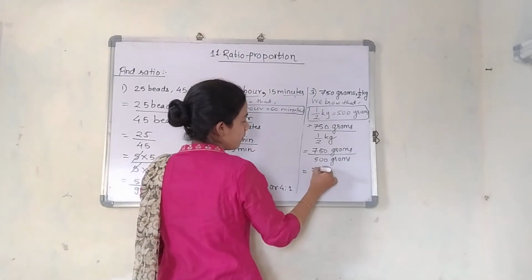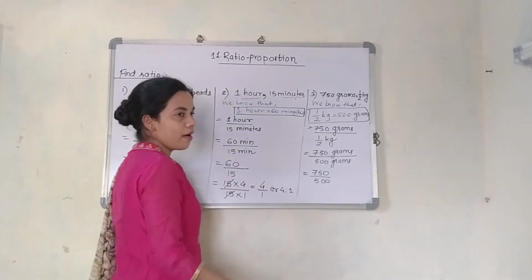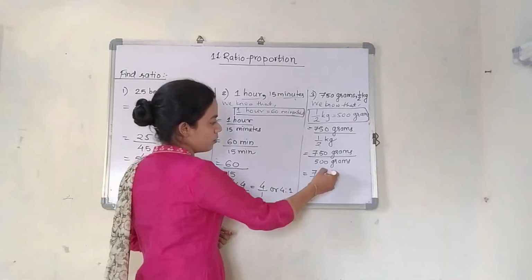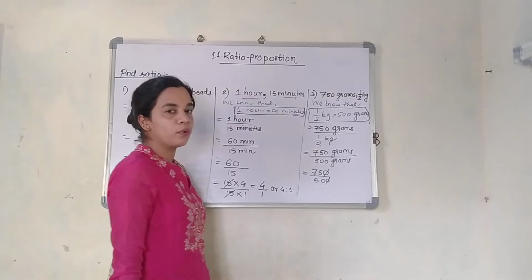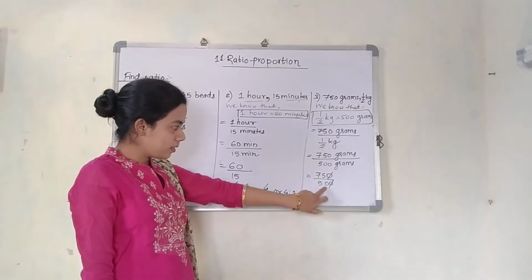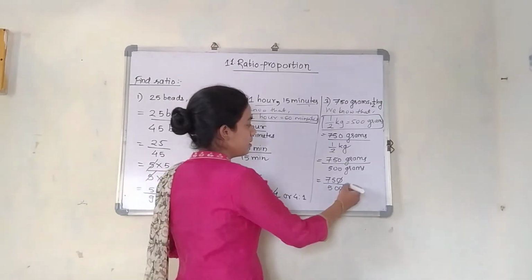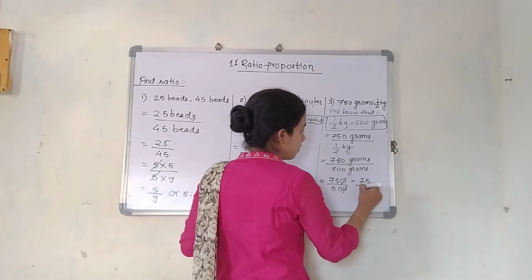Grams are common, so 750 upon 500. Now, how am I going to find the ratio? This 0 is common, so I am going to cancel it because it is present at the back. I am not going to cancel the middle 0, just the zeros from the back. So I got 75 upon 50.